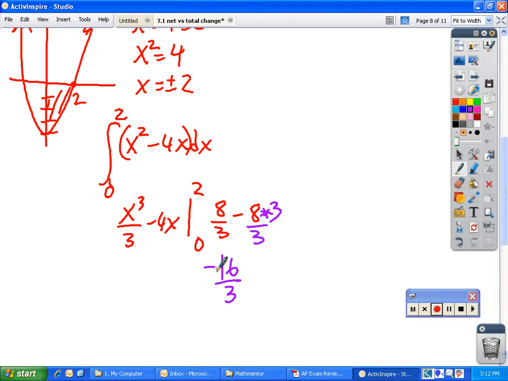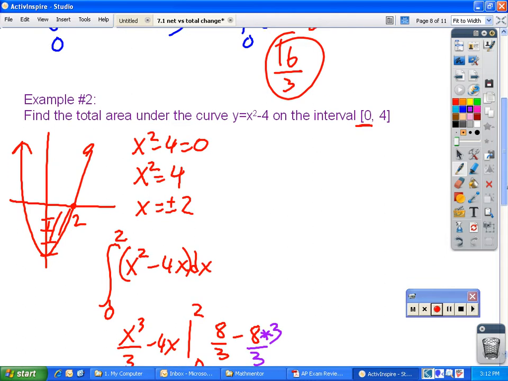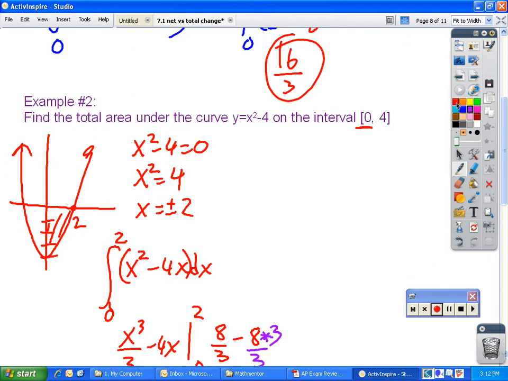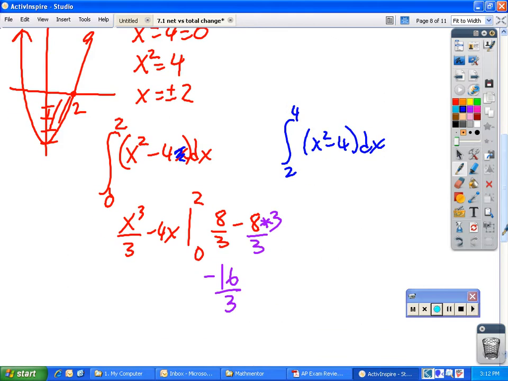Okay. If I get the other area, let's go back up here. And now let me still evaluate this, but now I'm going to go from 2 to 4, which goes to the end of my interval. X squared minus 4. It's not 4x. It's actually x squared minus 4 dx. Let's integrate that. Still the same thing, x cubed over 3 minus 4x. I'm going from 2 to 4.